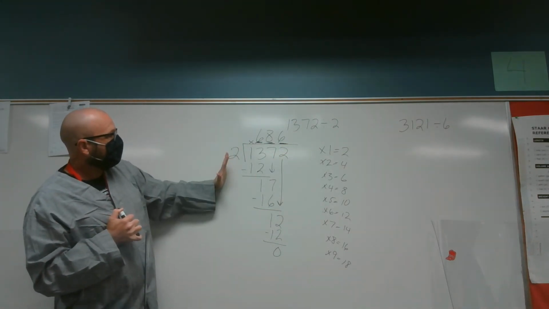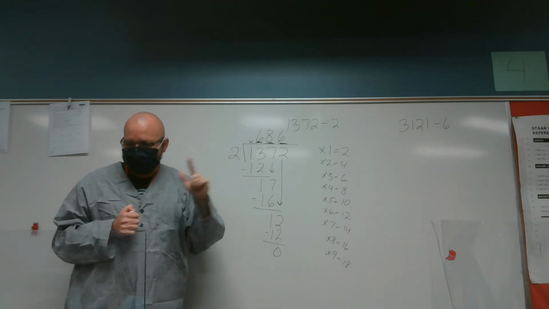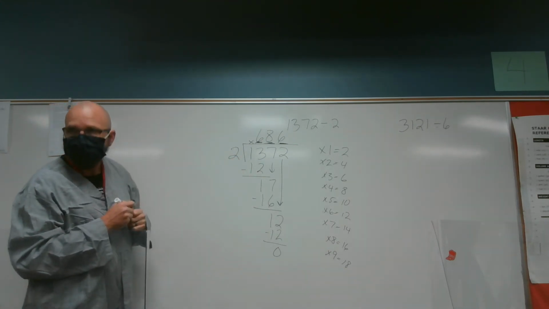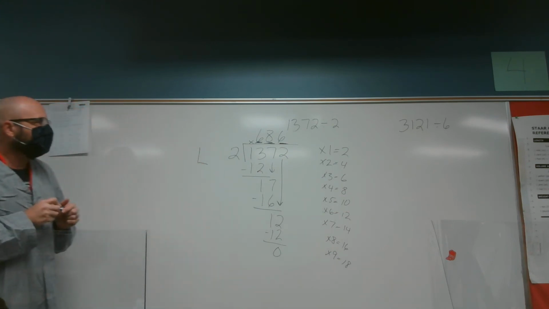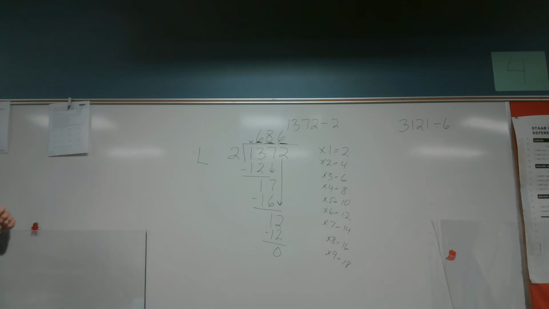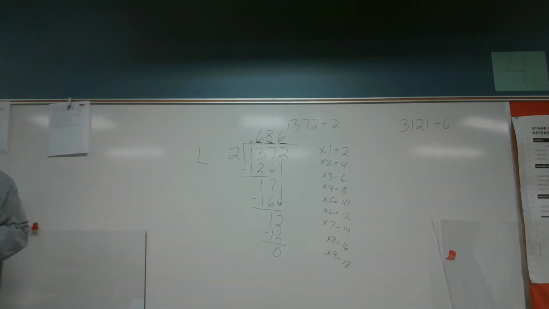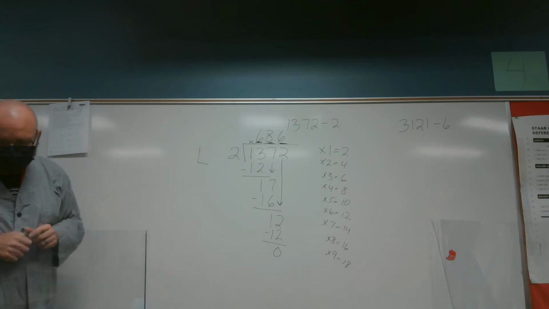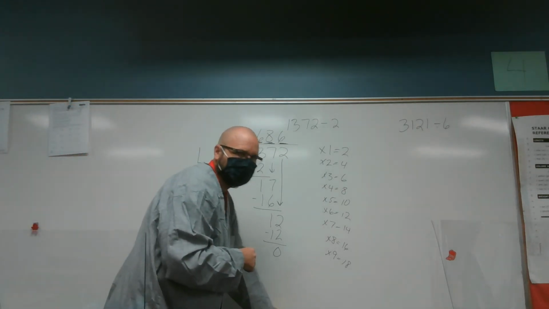So 1,372 divided by 2 is 686, and that's letter L. So anywhere on there where you see the letter L, or you see 686, you would write the letter L. How many times is that? 3 times, according to my lovely assistant.